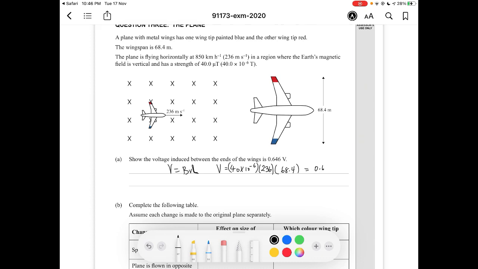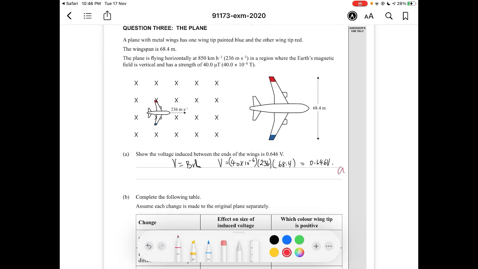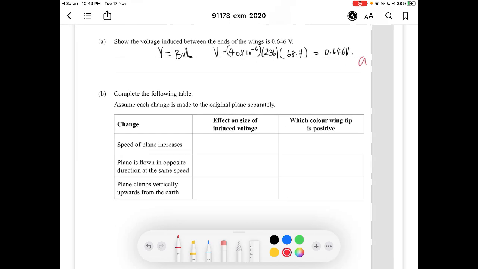And that indeed gives us an answer of 0.646 volts. That's just an Achieved level question, a show question, just a one-step calculation. Complete the following table. Assume each change is made to the original plane separately.